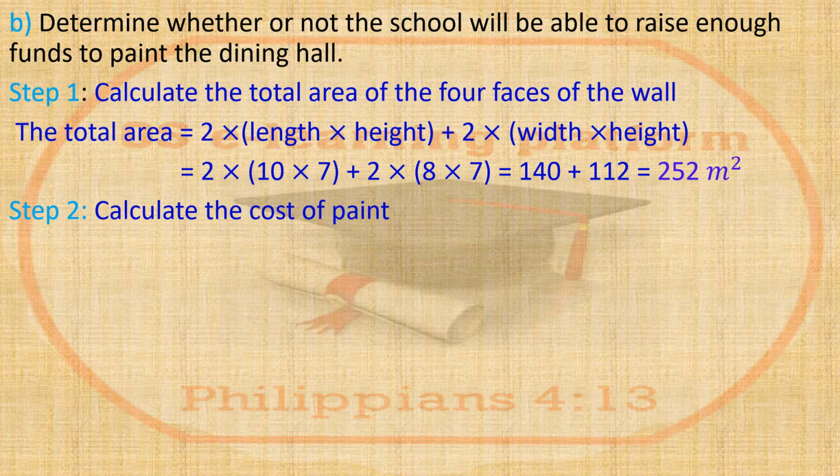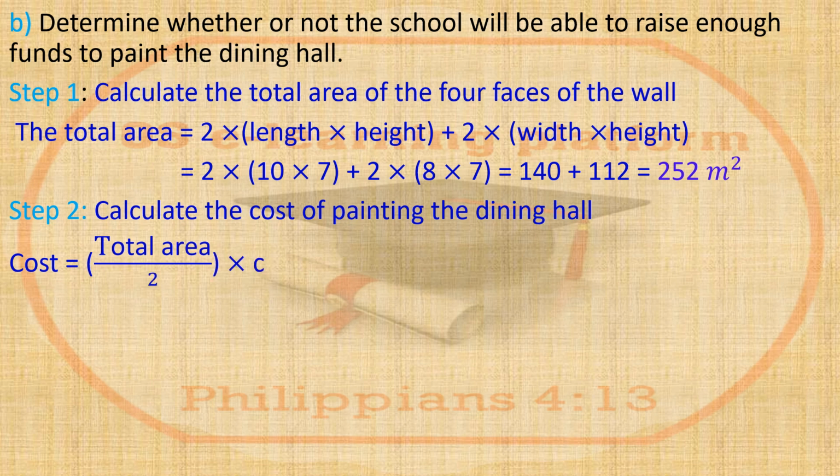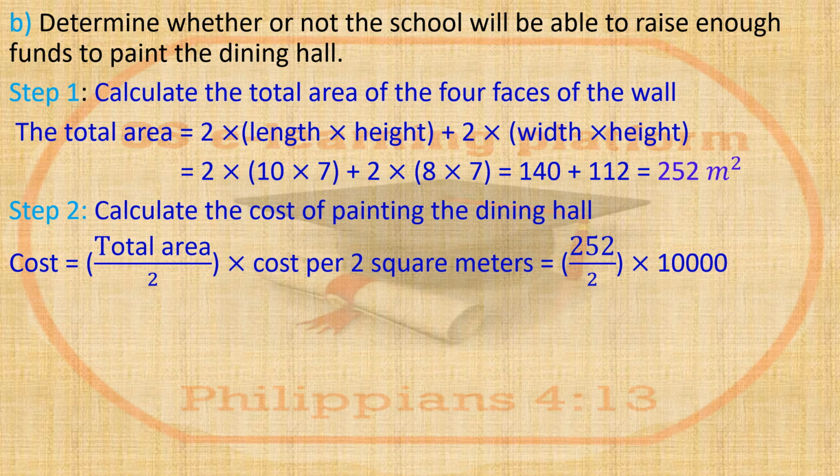In the next case, I actually need to know the cost of painting the dining hall. And how am I doing this? Since per 2 square meters they are charging 10,000 for painting, it means if I take the total area of 252 divided by 2, I will get the total money that is required for painting the 252 square meter surface. Or else you can look for the cost of each square meter. So there are 2 alternatives.